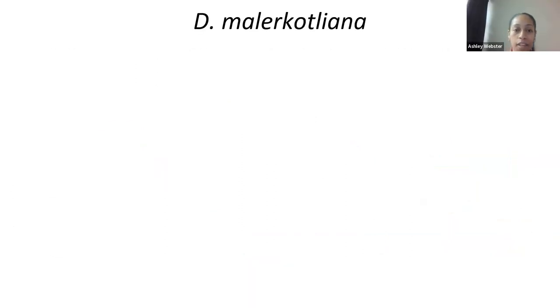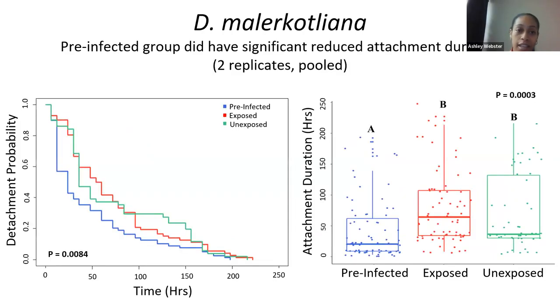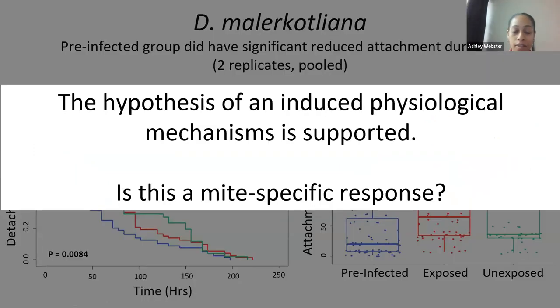In contrast, we found that with our next species, Drosophila malakiliani, the pre-infected group actually did have a significant reduced attachment duration time. Again, our pre-infected group is in blue. And as you can see here, the detachment probability for the pre-infected group has a steeper change in the probability of detachment over time. And then it also has a shorter median attachment duration time, with both of these being significant across the groups. So this means that within the specific species, the hypothesis of an induced physiological mechanism is supported, which led to our next question.